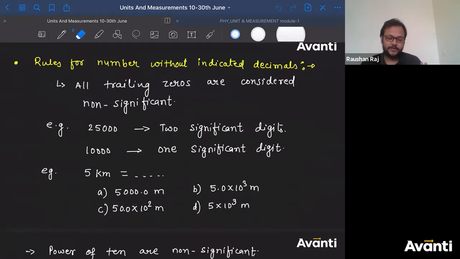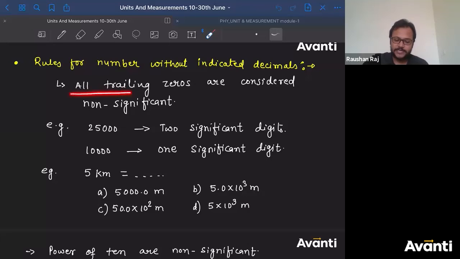Now today we'll study what the rule will be, or how we are going to find out the number of significant digits in a number without indicated decimal. That means if the number does not have any decimal, how are we going to find out the number of significant digits. Here only one difference is there. All the trailing zeros are considered non-significant. In a number with a decimal, all the trailing zeros are considered significant, but here all the trailing zeros are considered non-significant. Because if you don't put a decimal, you actually don't know.